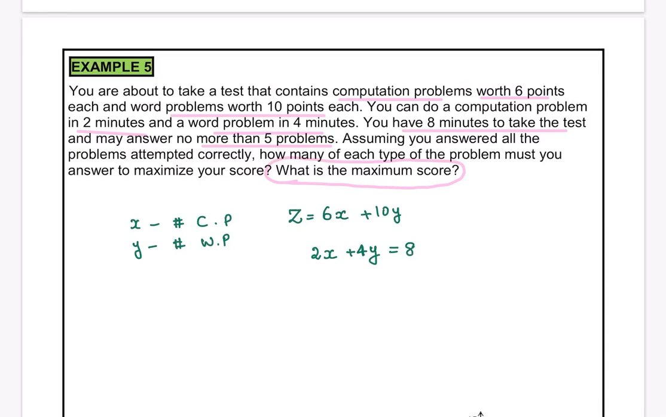So here's condition number 1. It cannot be more than 8 minutes, right? And then you cannot answer more than 5 problems. What does that mean?